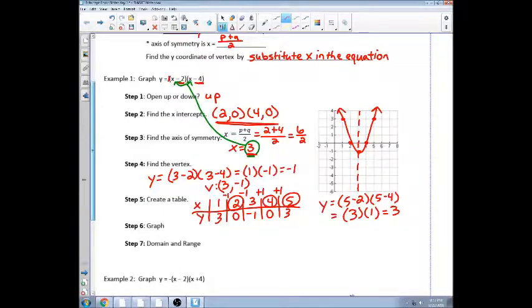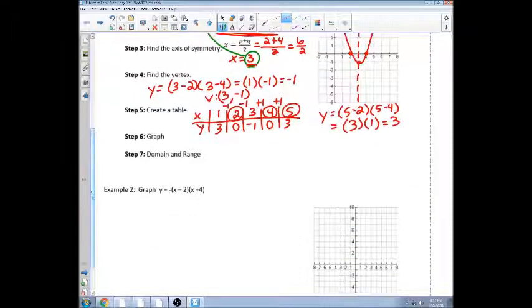Okay. Last step, as always, is to find our domain and range. Well, we know, or you should know at this point, my domain is double bar R, all real. My range would be y is greater than, because it opens up. The lowest point is right here. That is -1. So y is greater than -1.